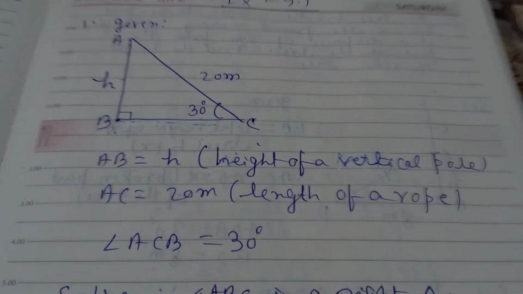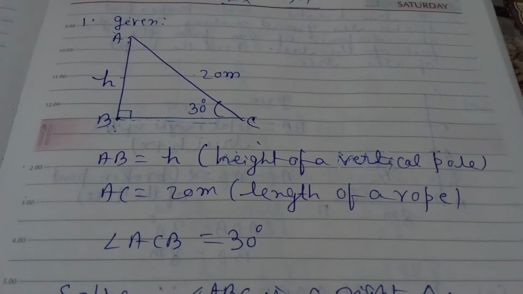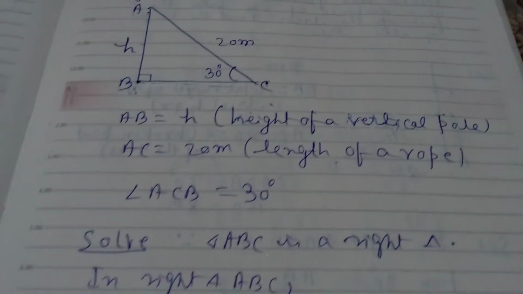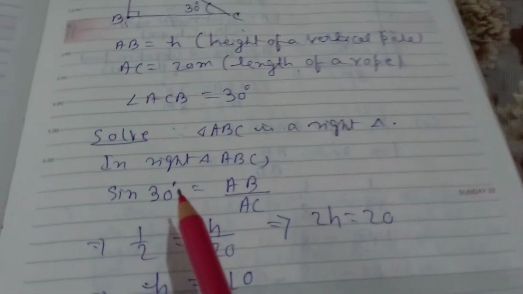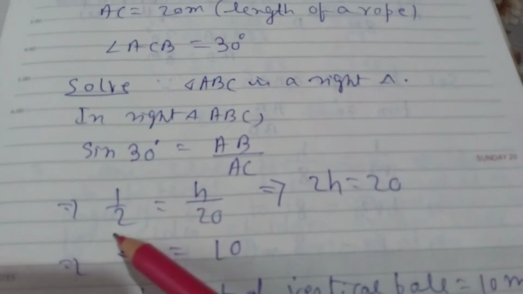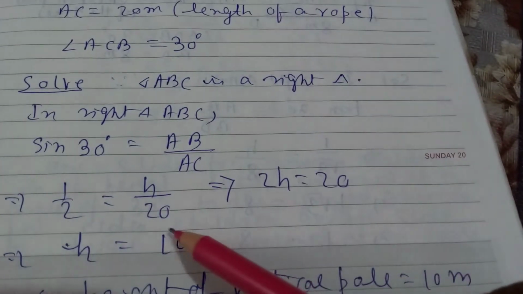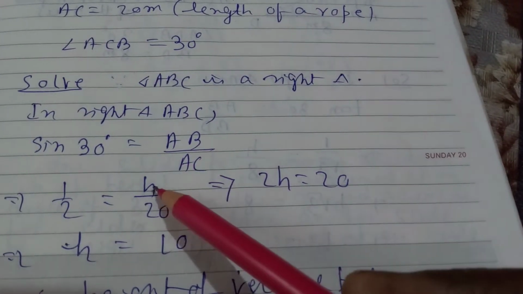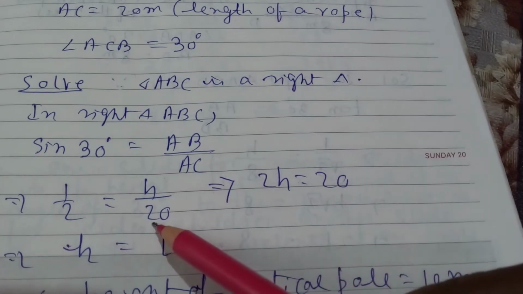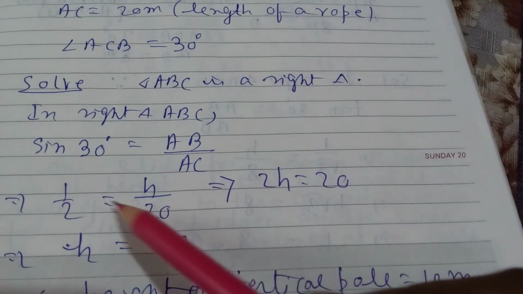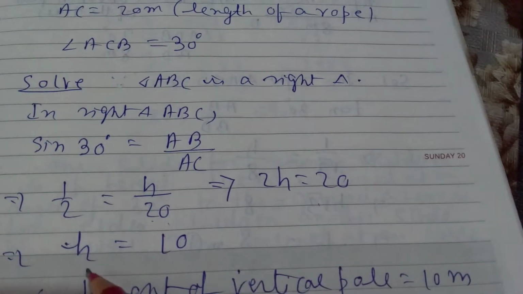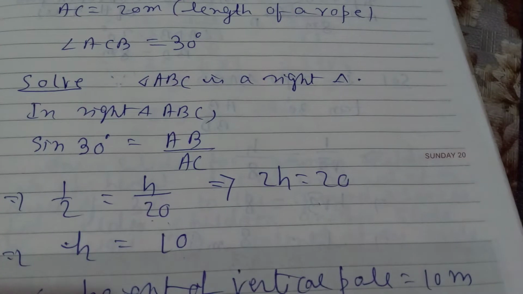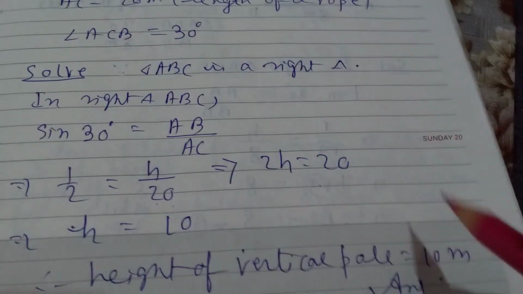So I have written here, in right triangle ABC, sin 30 degrees equal to AB by AC. The value of sin 30 is half. Half equal to H by 20. AB, the height of the pole, I have taken as H, and AC, the length of the rope, is given as 20. So after cross multiplication, 2H equal to 20. So H equal to 10. That is, the height of the vertical pole is 10 meter.